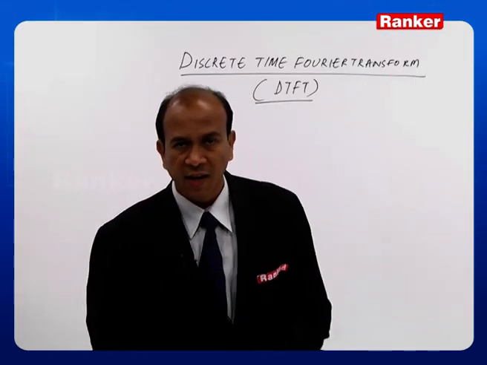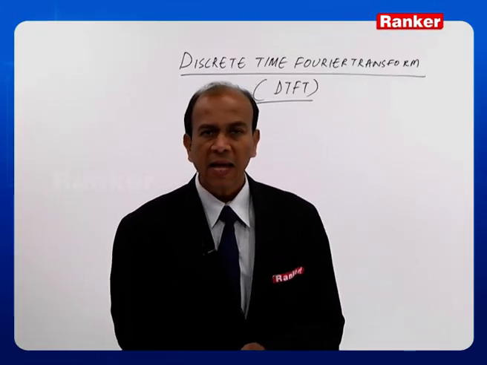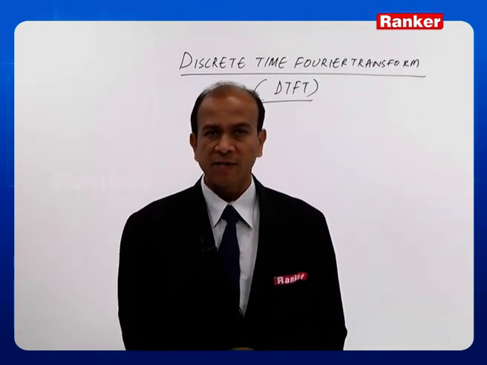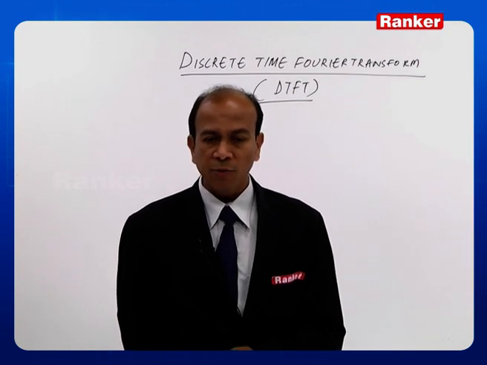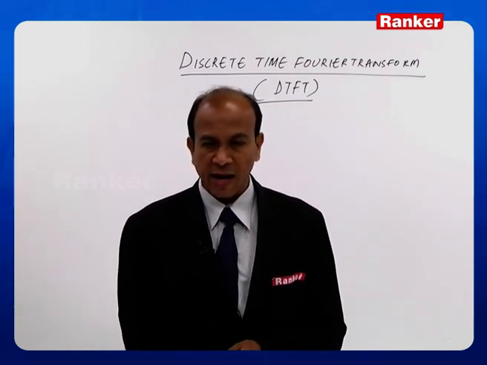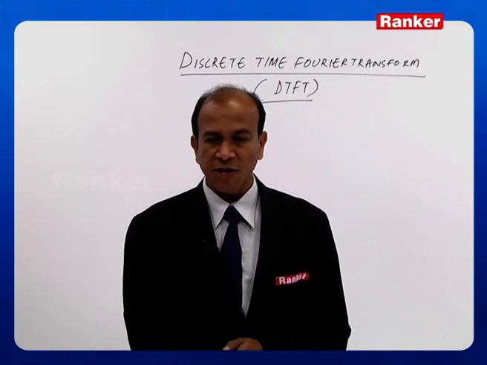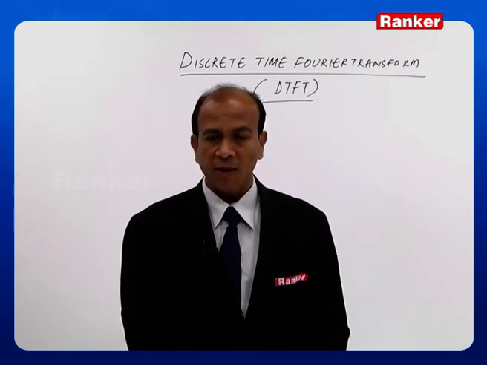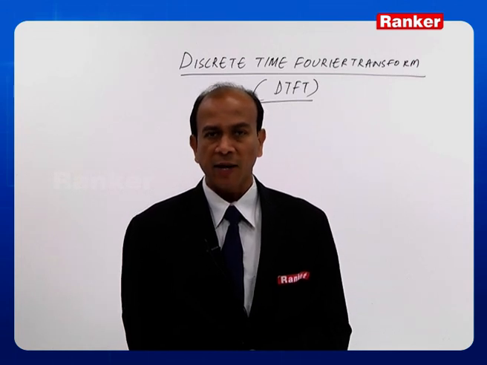Let us look at this again. What does the time shifting property say? Whenever a signal is shifted in the time domain by n naught samples, its magnitude spectrum remains unchanged, whereas the phase spectrum is changed by an amount omega n naught. That is, x of n minus n naught has the transform e to the power of minus j omega n naught times X of e to the power of j omega.